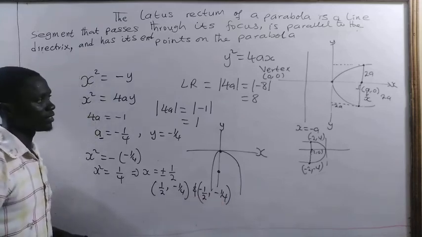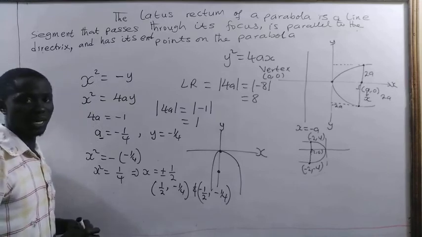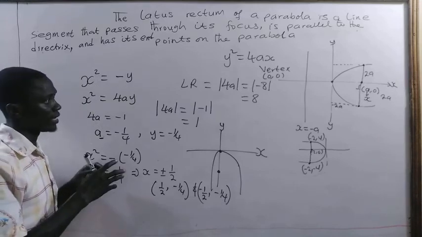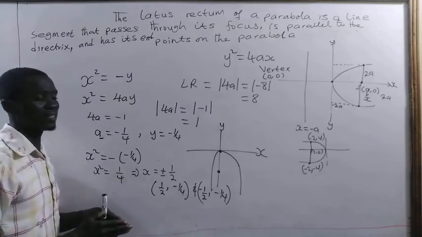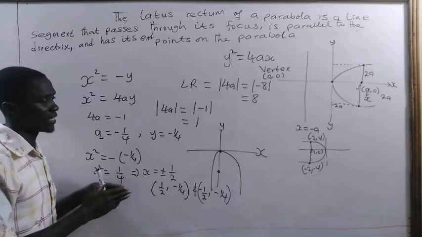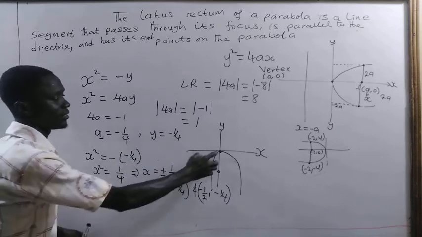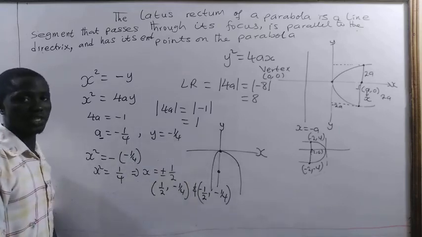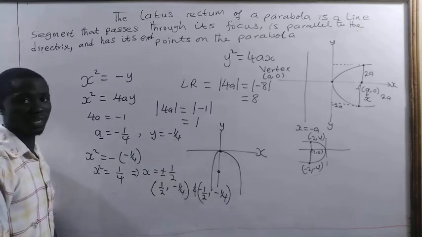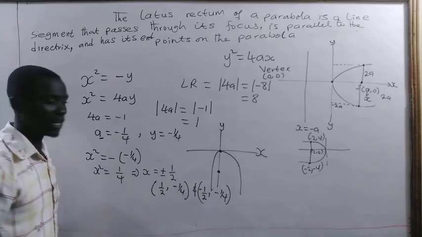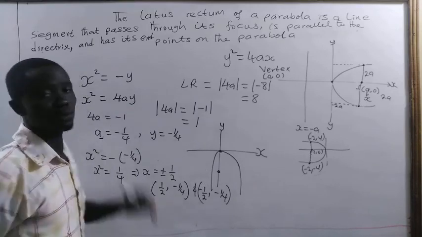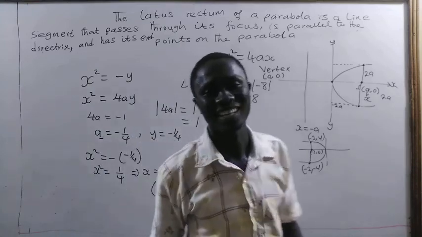Now, what about a parabola that has its vertex at a different point other than the origin? How do we find the latus rectum for that one? I think we should do that one too, or let's postpone that one to the next lesson.